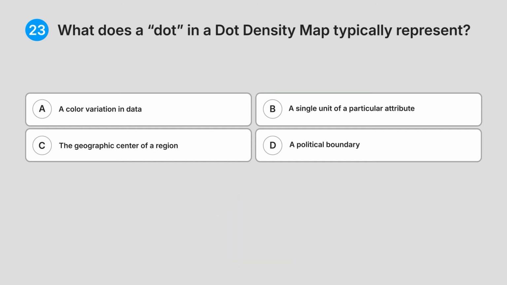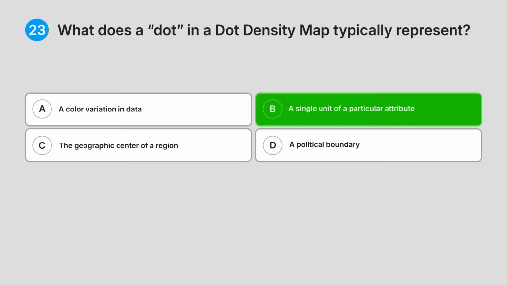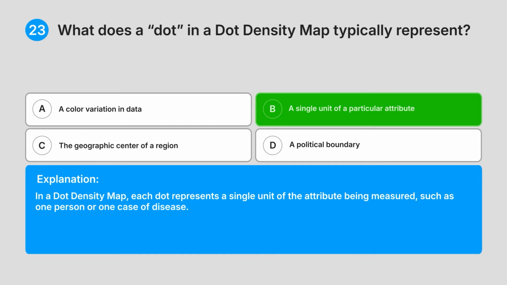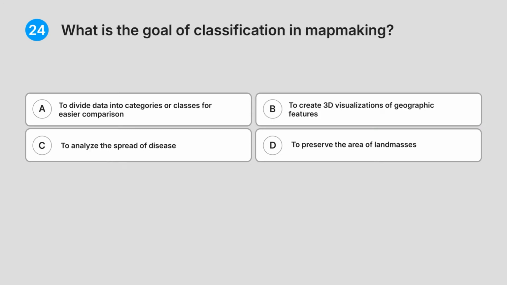Correct answer. B. A single unit of a particular attribute. Explanation. In a dot density map, each dot represents a single unit of the attribute being measured, such as one person or one case of disease. 24. What is the goal of classification in map making?